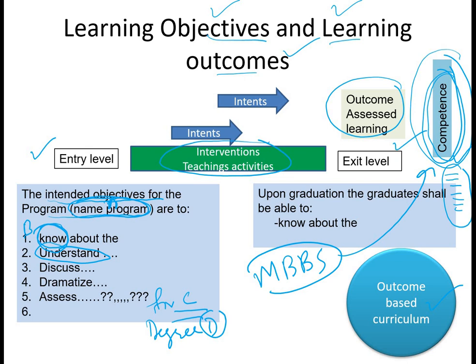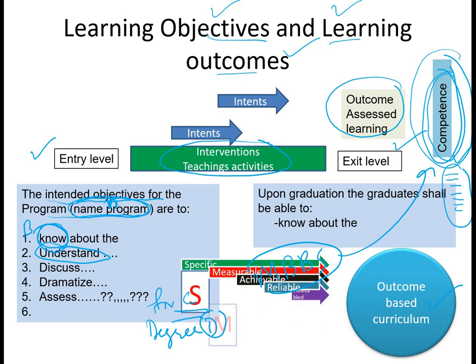So I hope now you understand the ABCD format for writing a learning outcome or learning objective. But again, you should be specific, your action should be measurable, achievable, reliable, and time-bound, and all these things shall be written SMART as well, besides going by the ABCD format.